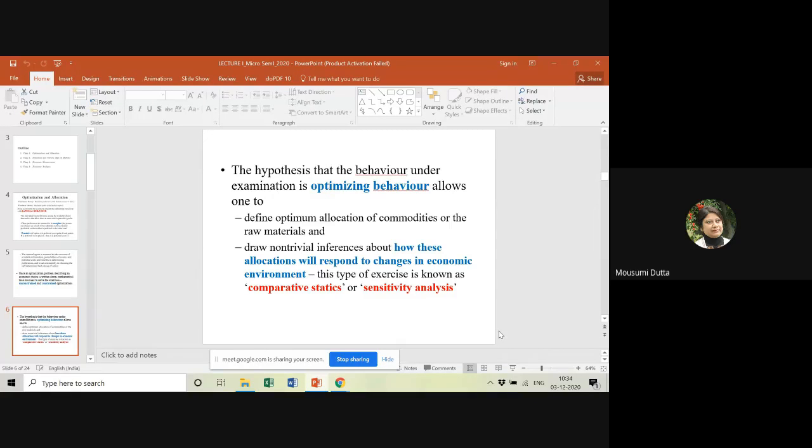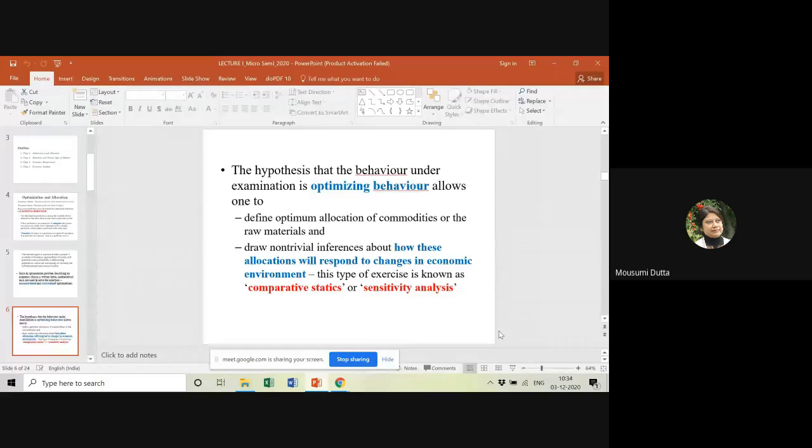Draw non-trivial inferences about how these allocations will respond to changes in the economic environment. So microeconomics is not only telling what the optimum behavior or the optimum allocation of resources will be. Here we will discuss a number of comparative statics or sensitivity analyses. If price changes, what will be the demand?